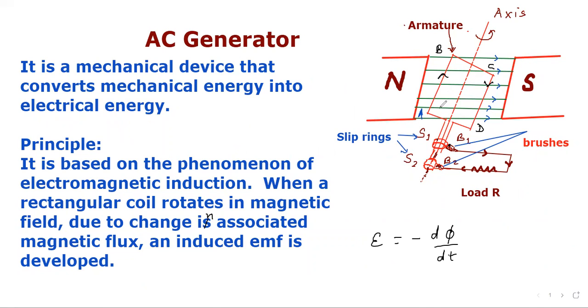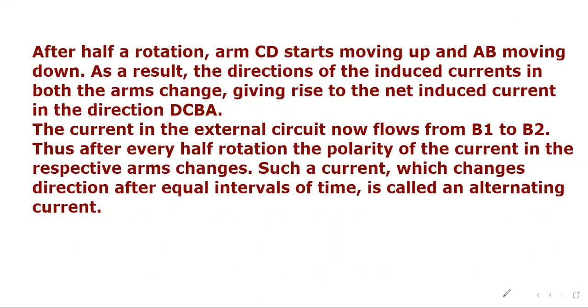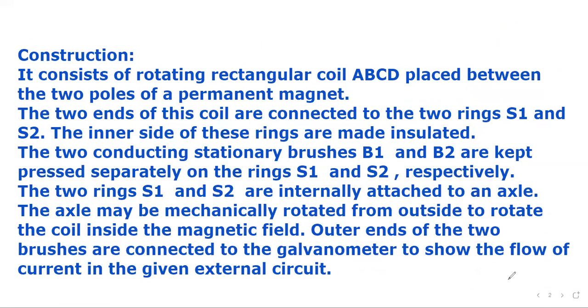So when a conductor is placed in a magnetic field, it experiences a force. That thing we will discuss. So by applying Fleming's right-hand rule, the induced currents are set up in these arms along the direction AB and CD. Thus, an induced current flows in the direction ABCD. If there are a larger number of turns in the coil, the current generated in each turn adds up to give a large current through the coil. This means that current in the external circuit flows from B2 to B1. So once current will flow from B1 to B2, and then next time it will flow from B2 to B1.